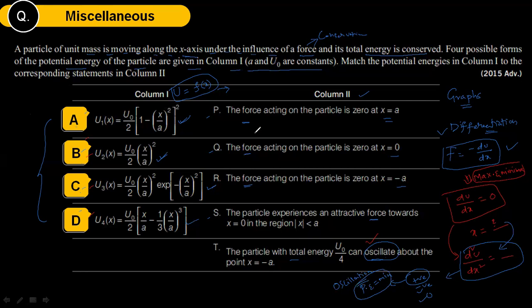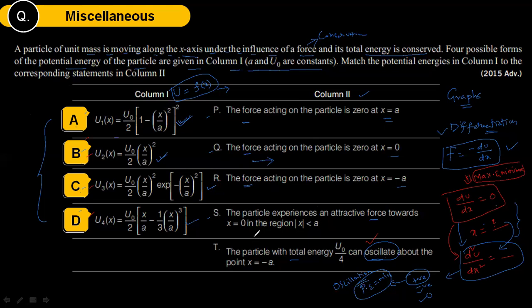So in order to confirm whether the particle is moving along the x-axis linearly or if it is oscillating, you must follow this procedure. Set du by dx as 0, then you will get the x value. Then find the second derivative of U, substitute the x value, and confirm whether it is positive, negative or 0. If it comes out to be positive, then oscillation is possible, otherwise not possible. In all the remaining cases, you need to calculate only the force.